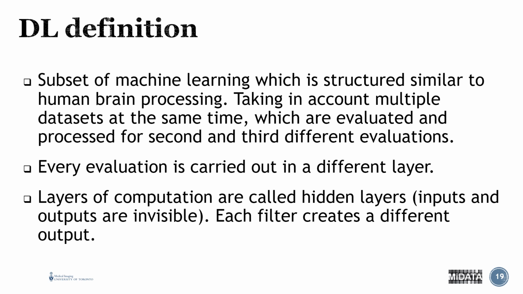Now, every evaluation is carried out in a different layer, and so the layers of computation are called hidden layers. Inputs and outputs are invisible, meaning that you're not in control of them, you don't work with them, you don't change them. They are part of the algorithm. Now, each filter, in the case of CNNs, creates a different output.